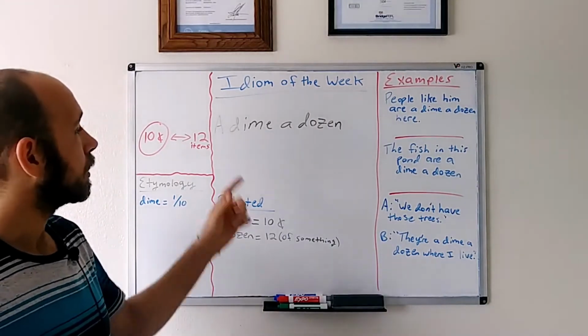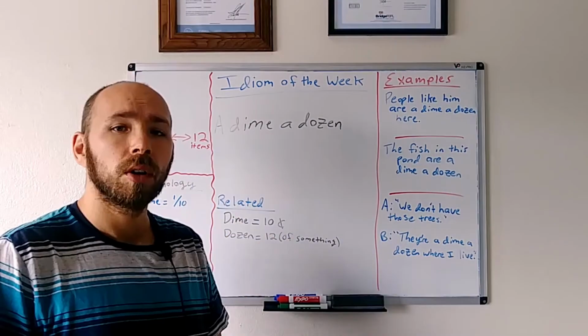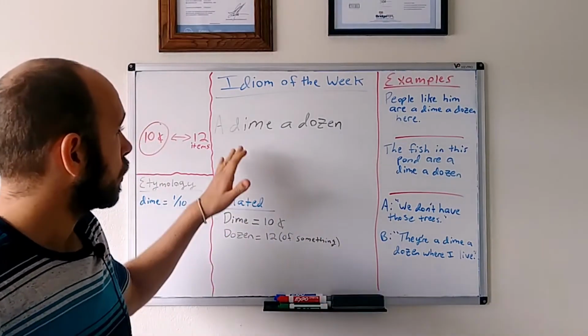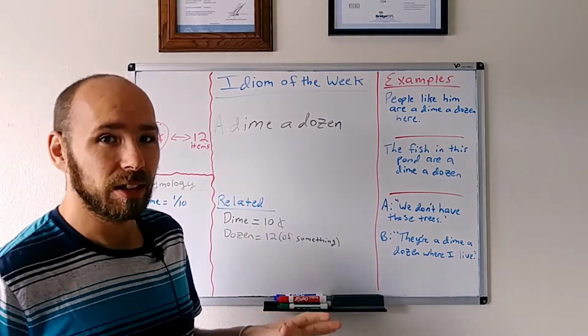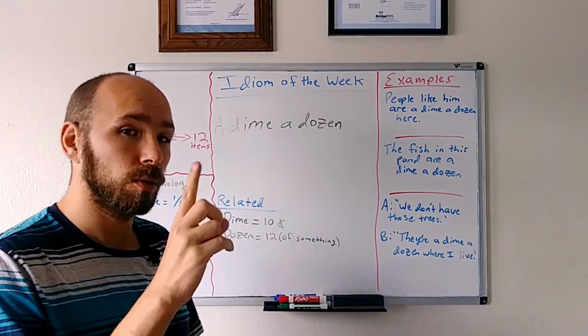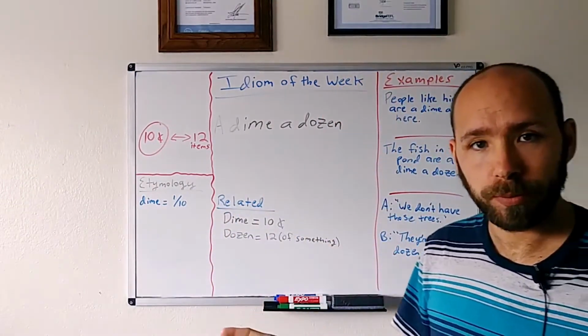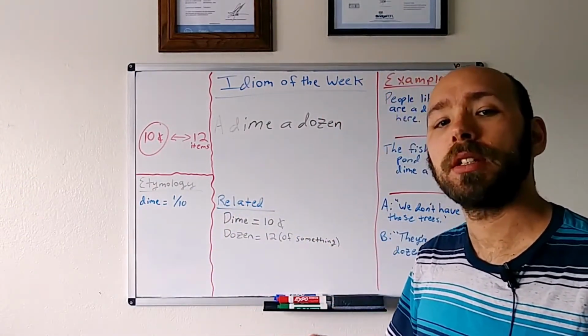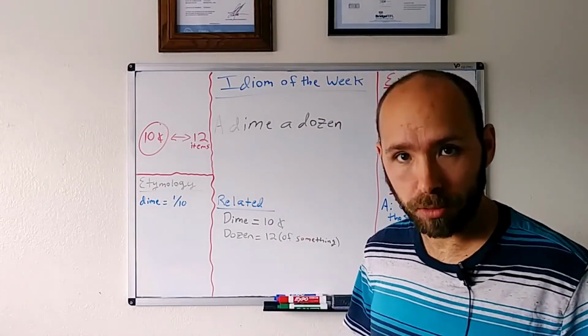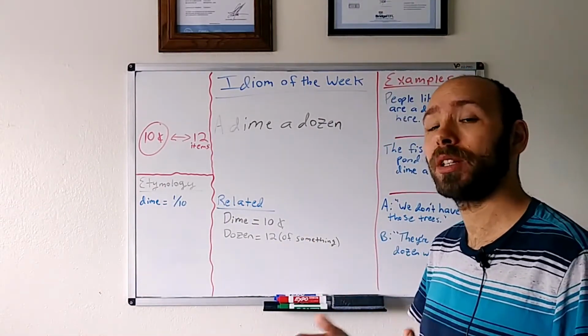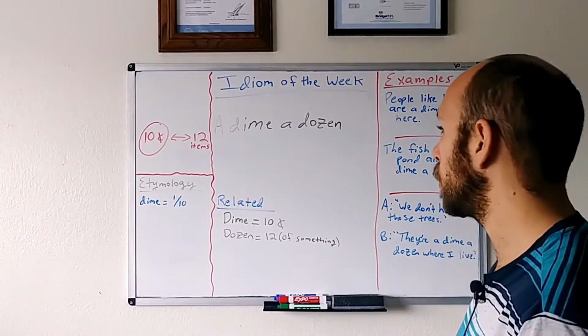This week's idiom is a dime a dozen. First, I apologize if some of the marker is a little unclear. I have to get new ones, so hopefully I will have those soon. The meaning of this is very simple. It simply means that something is extremely common. Might even be too common, but it's just something that is extremely common.